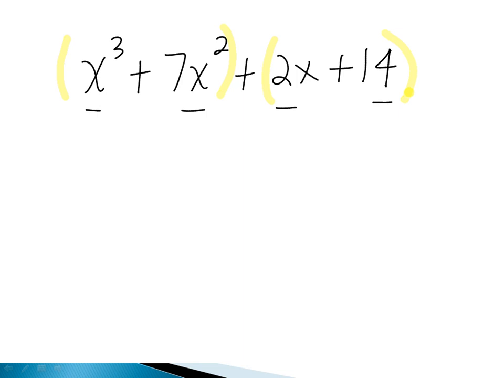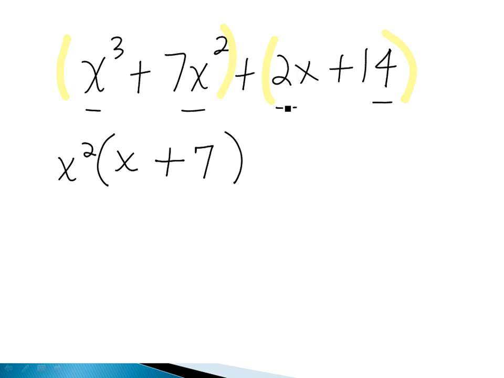So let's look at the first 2 terms, x cubed plus 7x squared. The GCF out of just those 2 terms that we group is x squared. Once you take that x squared out, what will give you back x cubed plus 7x squared? It'll be x plus 7. X squared times x plus 7 will give you x cubed plus 7x squared.